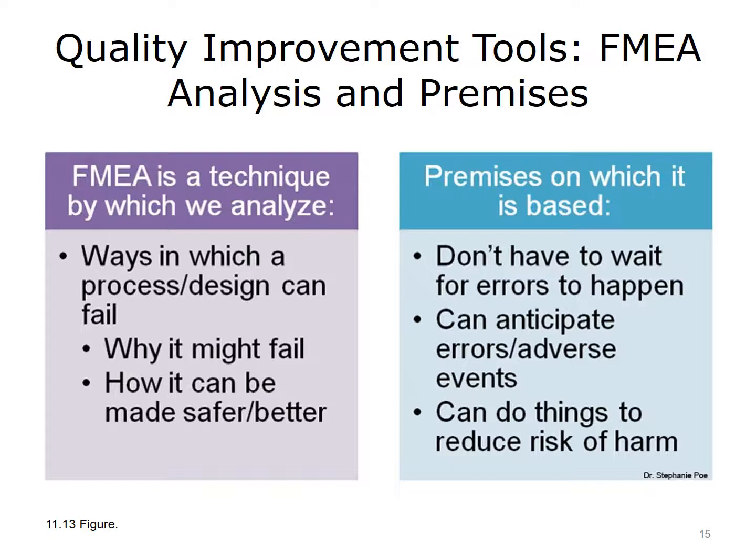During an FMEA, the team analyzes ways in which a process or design can fail, why it might fail, and how it can be made safer or better. The FMEA is based on the premise that we do not have to wait for errors to happen. We can anticipate errors and adverse events, and we can do things to reduce the risk of harm.